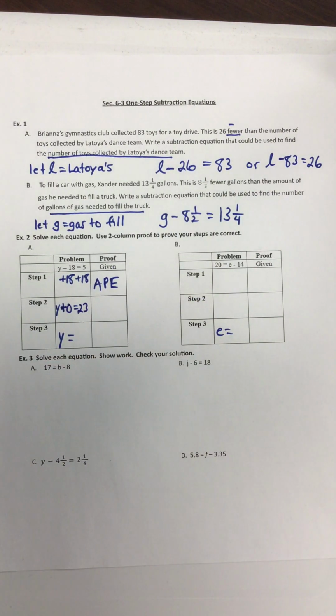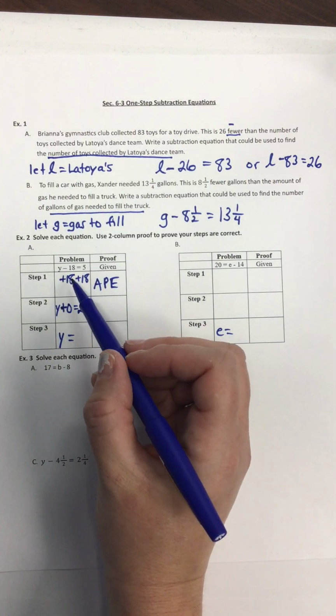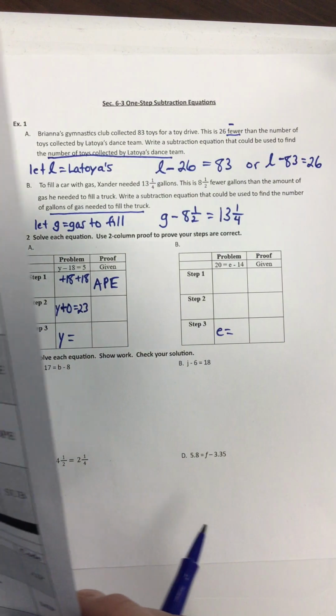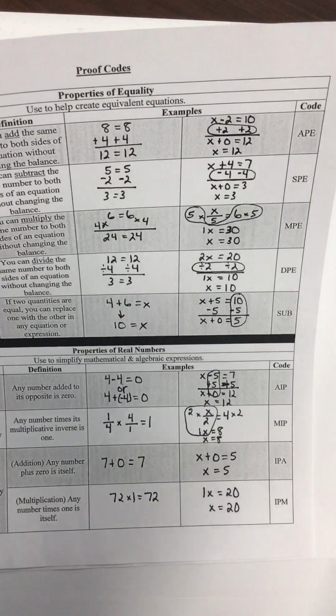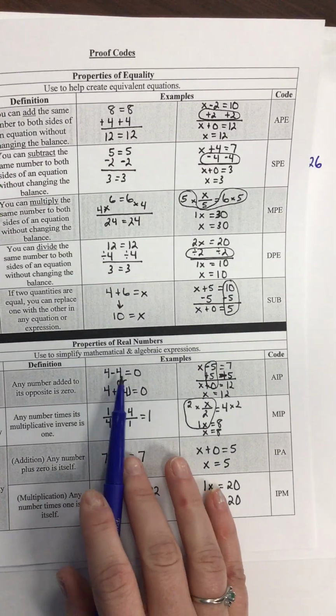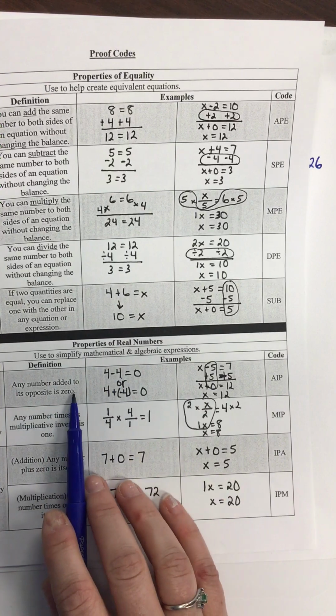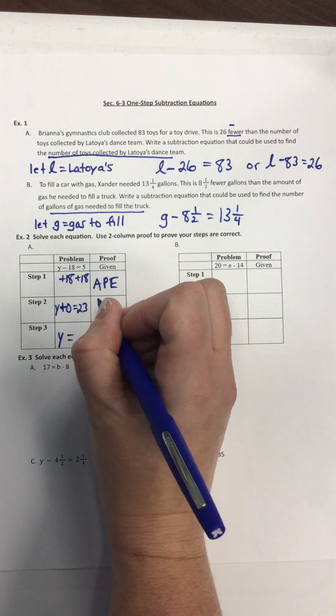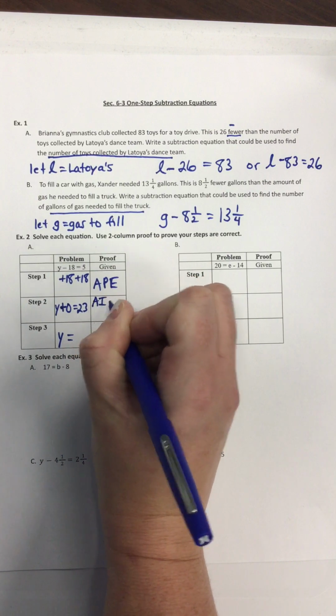Okay, and again, what properties did I use to get that? Well, that minus 18 and that plus 18, it's the property we used when we were doing addition equations. I knew it was going to be 0. That's the additive inverse property again, so AIP is the code I would use for it.